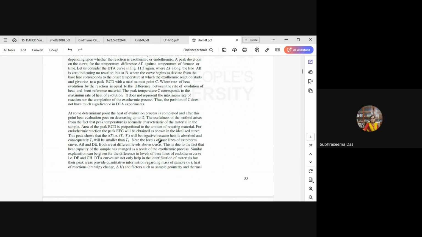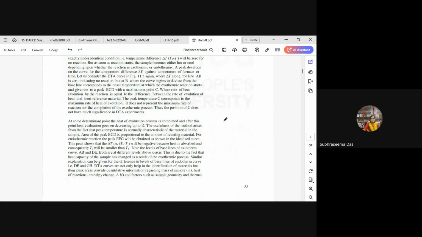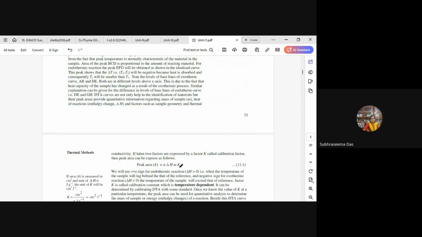Now we see that the levels of the baselines of the exotherm AB and DE are both above the x-axis. This is due to the fact that the heat capacity of the sample has changed as a result of the exothermic process. So DTA curves not only help in the identification of materials, but the peak area provides information regarding the mass of the sample and delta H, that is the change in enthalpy during the process.